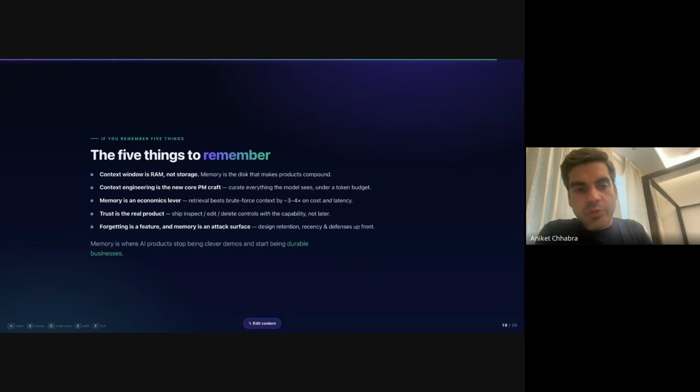Okay, with that we come to the end of the discussion, the deck. So context window is RAM, not storage. We talked about it, right? Context engineering is the new core PM craft. Memory is an economic lever, right? It's mainly the cost part and the latency that we optimize for. Trust means how do you apply controls on the memory to fetch the right information, right? So memory update, or forgetting, is a feature. You keep updating your memory, and the overall policy of retention or recency of the data is something you always take as a takeaway.